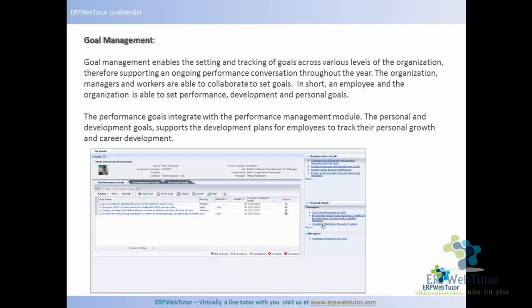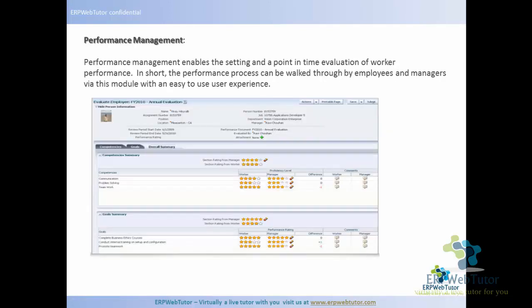If you have the module implemented, and if you go to an employee, the employee can set their own goals. The manager can align the goals for their direct and indirect reports. And they can view those goals on here. And you can see there are 3 tabs: performance goals, development goals, and personal goals. So this is how you can see the goals for those 3 different types. So moving on to the next module, which is the performance management. So it's basically the process to manage the overall performance process. So it enables the setting and at a point in time evaluation of worker performance.